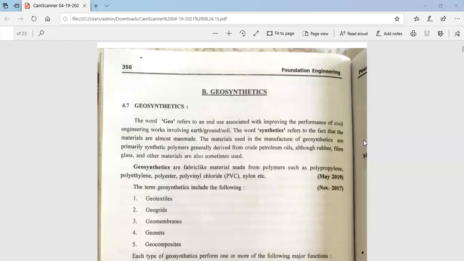Good morning, students. So today we start our chapter 4. The second topic is geosynthetics, and the first topic is problematic soils. Right. So second is geosynthetics.